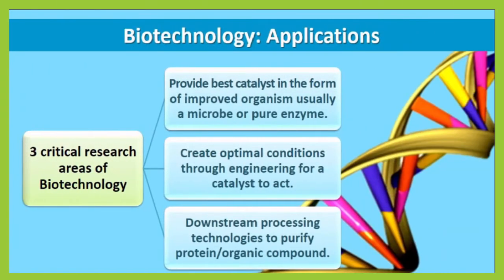In this slide you can see there are 3 critical research areas of any biotechnological application. The first is to provide the best catalyst in the form of an improved organism, usually a microbe or a pure enzyme. These all play a very important role in getting good products. The second is to create optimal conditions, since without optimal conditions you cannot get good products, and engineering for a catalyst to act. The third is downstream processing technologies to purify protein and organic compounds. So these 3 areas are critical research areas of any biotechnological application.